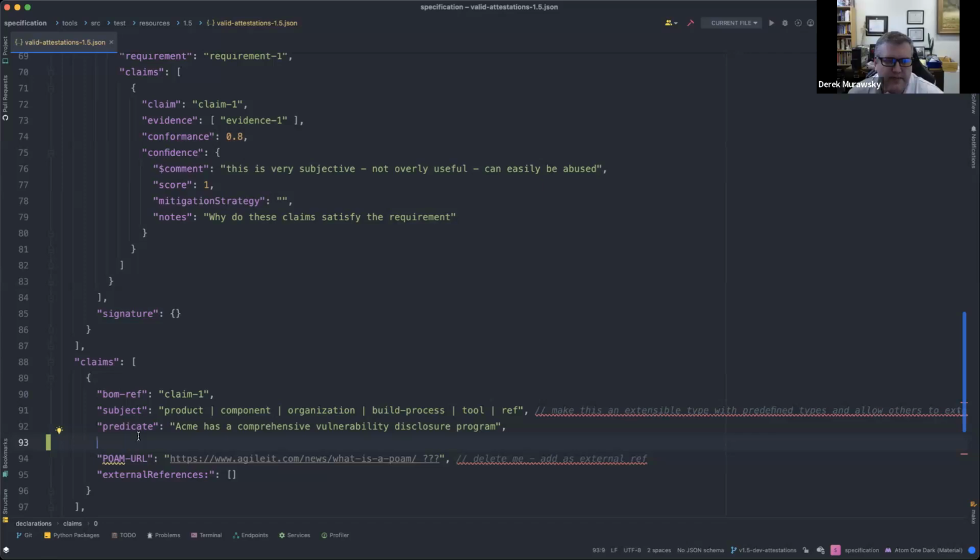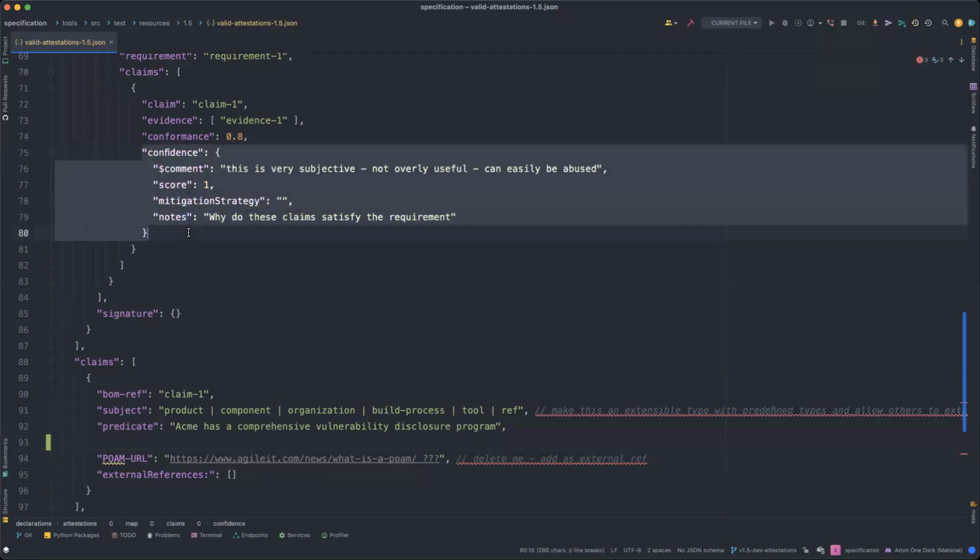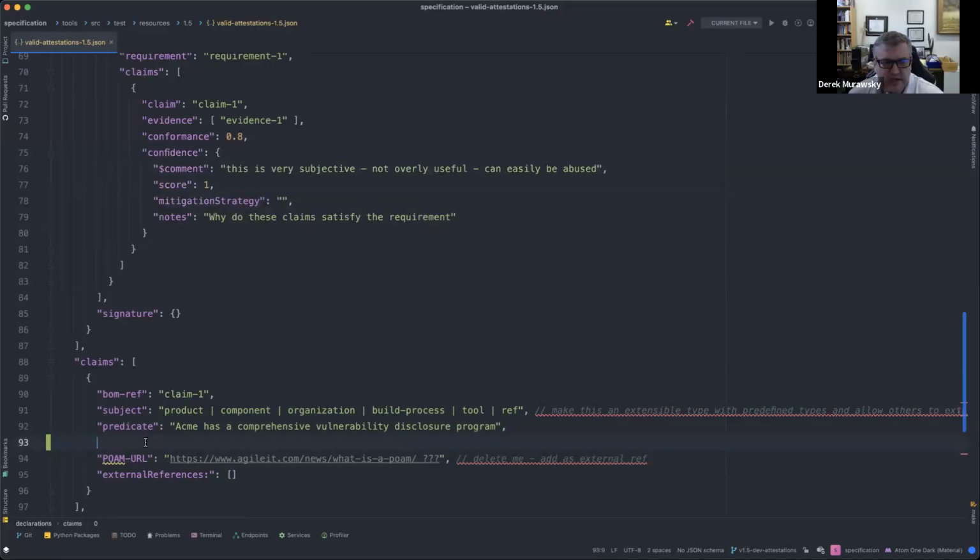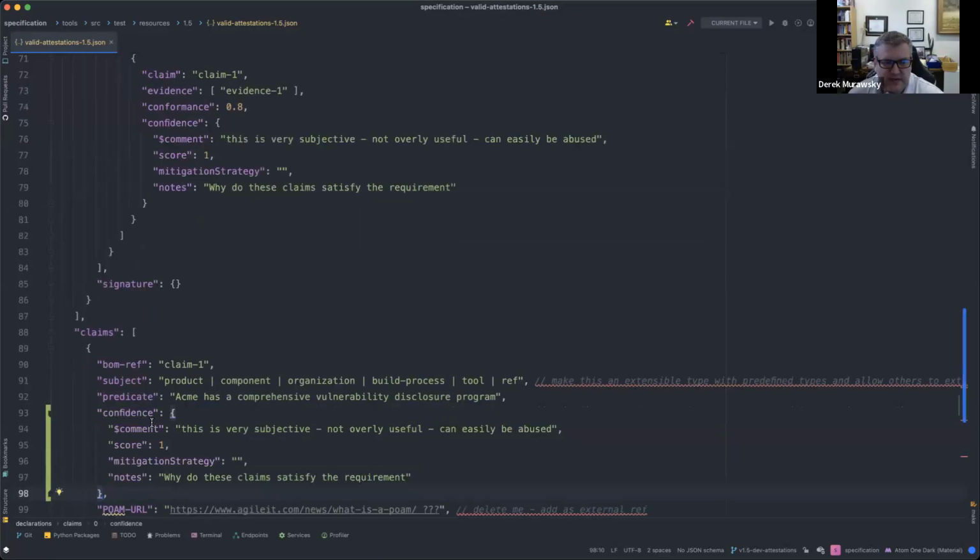What if we grab this confidence block that exists in lines 75 down to 80 and put it down in claims? Yes, because that I think is where it was originally. And I think it does make sense given the conversation we have.